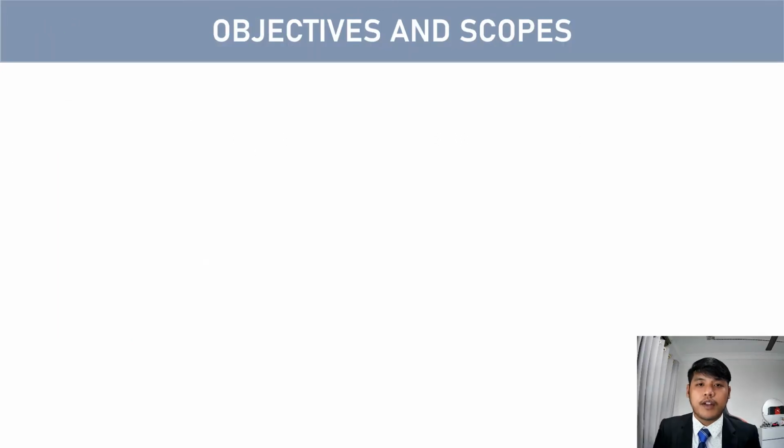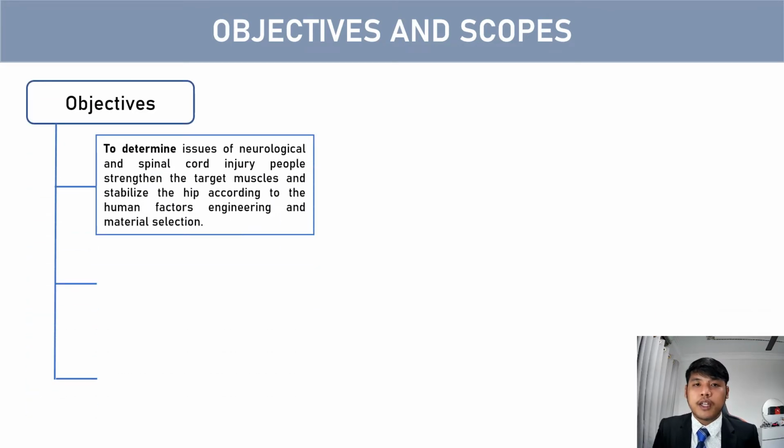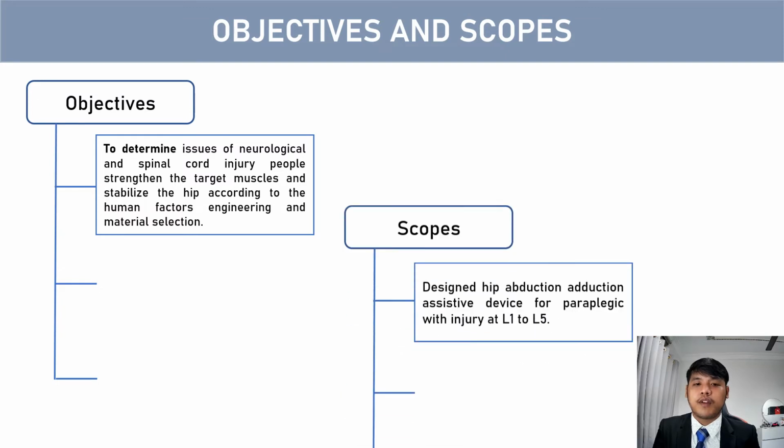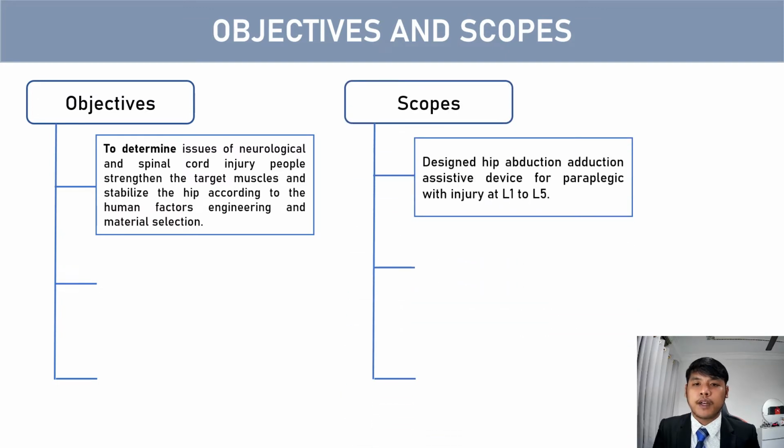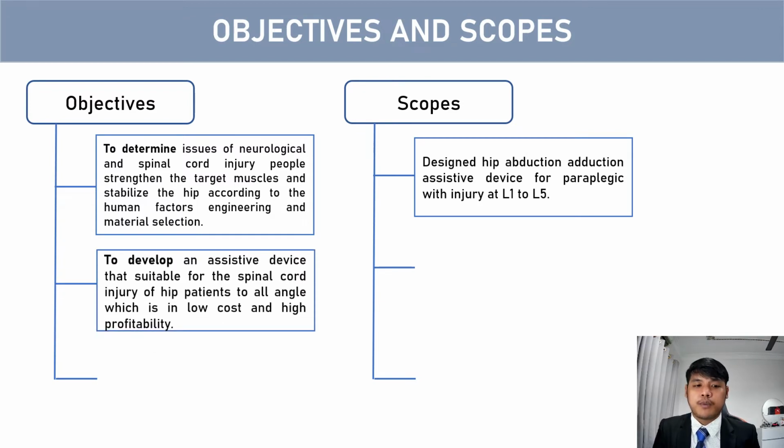Next is the objective and scopes for this project. For the first objective is to determine issues of neurological and spinal cord injury people, strengthen the target muscles, and stabilize the hip according to the human factors engineering and material selection. For the first scope, design hip abduction adduction assistive device for paraplegic with injury at L1 to L5. Second objective is to develop an assistive device that is suitable for the spinal cord injury of hip patients to all angles, which is in low cost and high profitability.